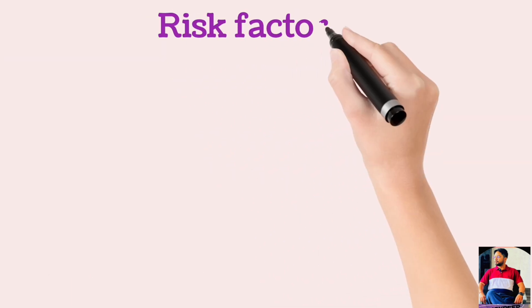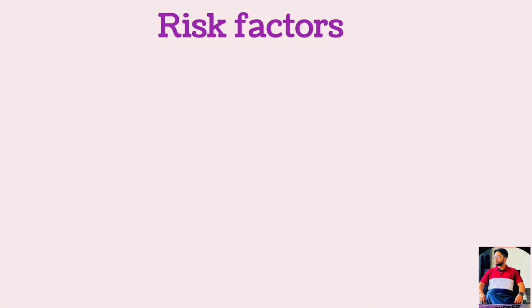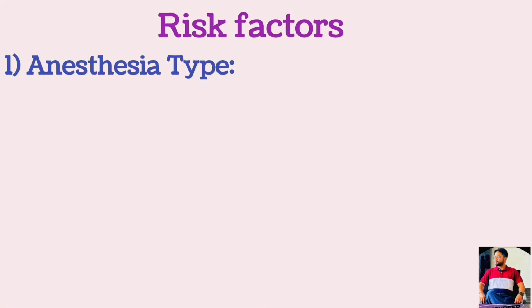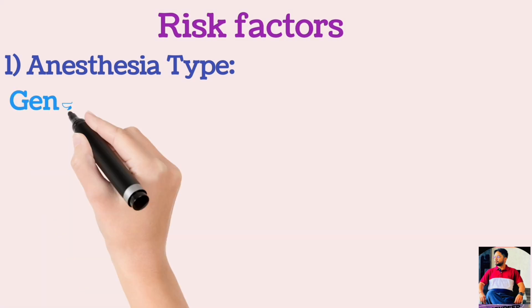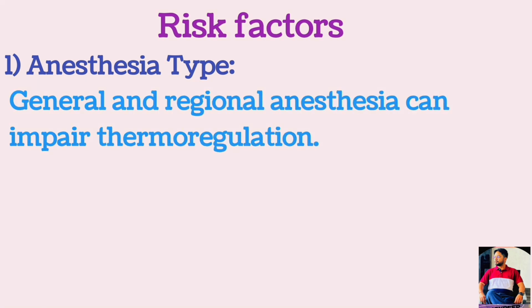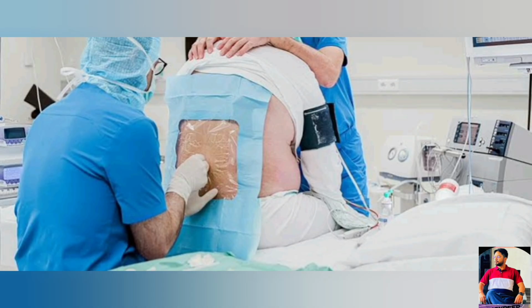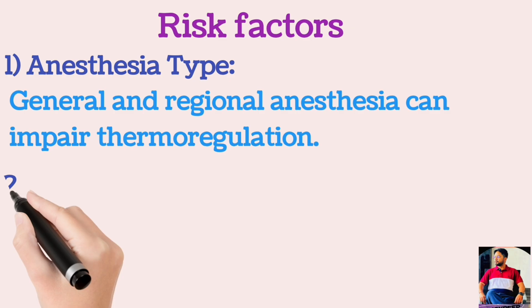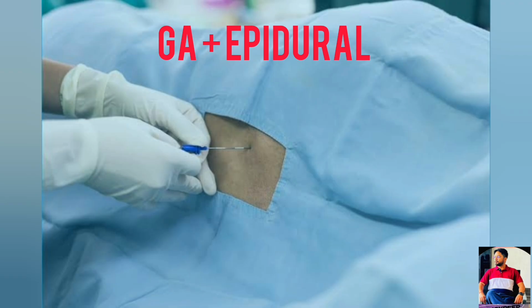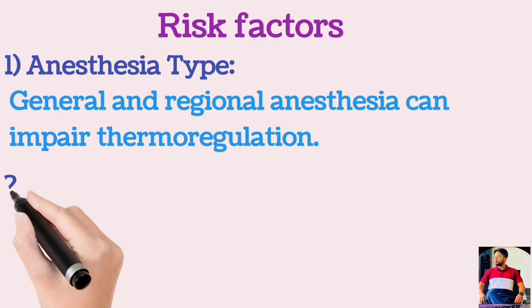Risk factors for postoperative shivering. Anesthesia related factors. Type of anesthesia. General anesthesia can impair the body's central thermoregulation, making patients more susceptible to temperature fluctuation and shivering. Neuraxial anesthesia, like spinal or epidural, affects both the central and peripheral thermoregulation, leading to heat redistribution and increased heat loss. Combined general and regional anesthesia causes much more loss of core body temperature and increases the risk of shivering.